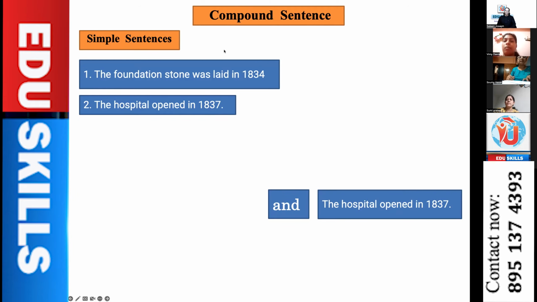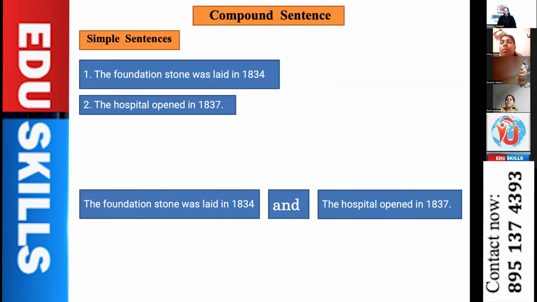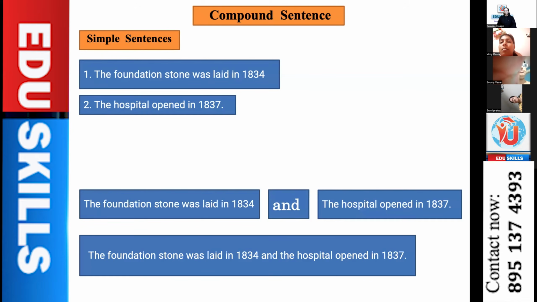Compound sentence, simple sentences. You have two simple sentences. The foundation stone was laid in 1834. Just imagine a hospital foundation stone was laid in 1834. I'm giving a general example, then we'll go to case notes. Second simple sentence, the hospital opened in 1837. These are two simple sentences. Now we have to make it a compound sentence.